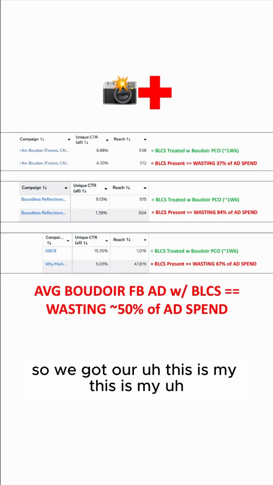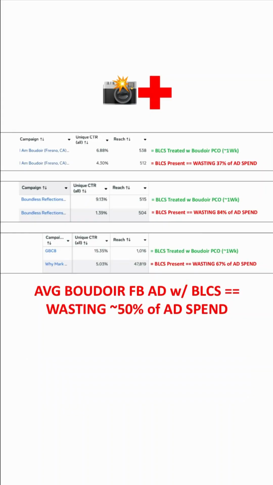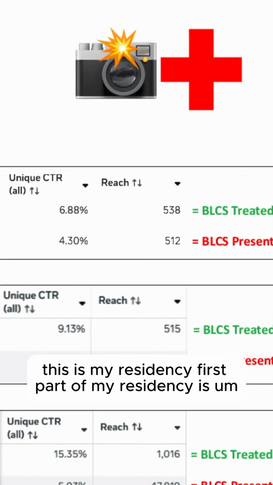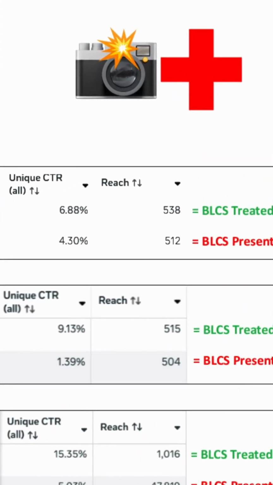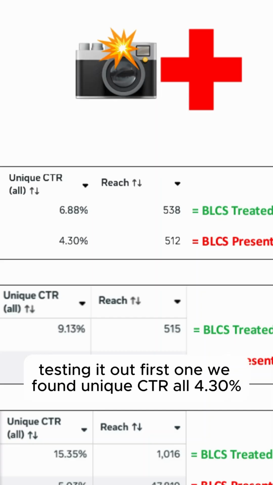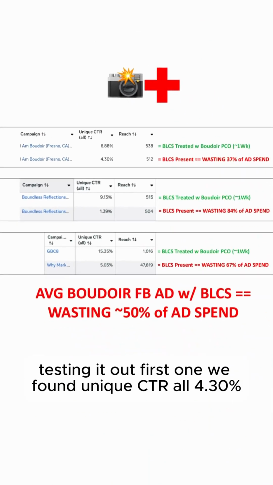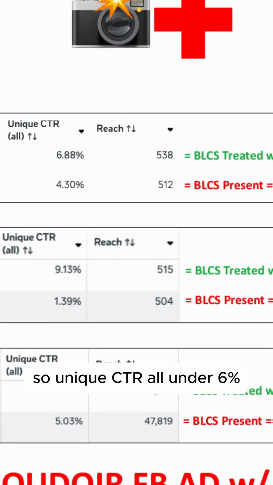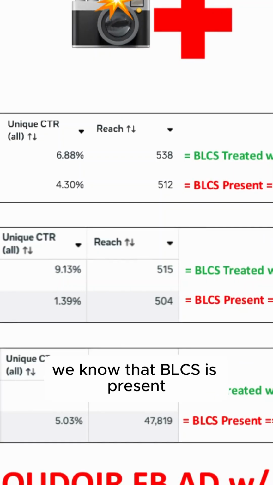So this is my residency. First part of my residency is finding a Boudoir Facebook ad out there, bringing it back to the hospital, testing it out. First one we found, unique CTR all 4.30%. So unique CTR all under 6%. We know that BLCS is present, aka Boudoir low click syndrome.